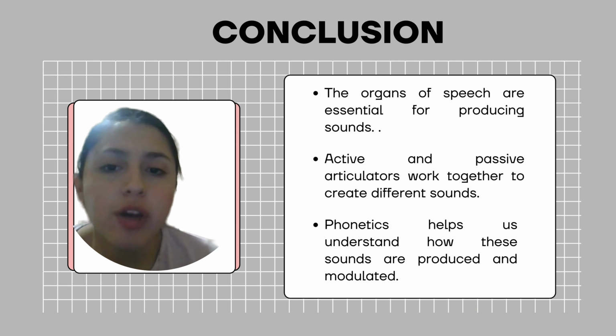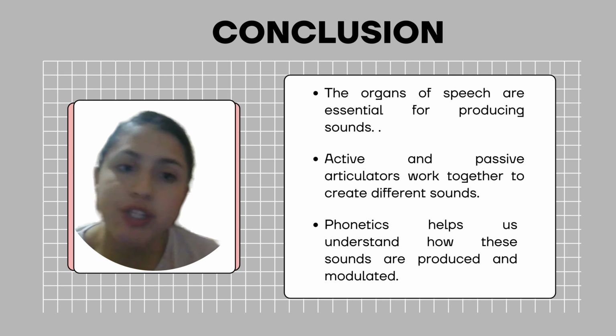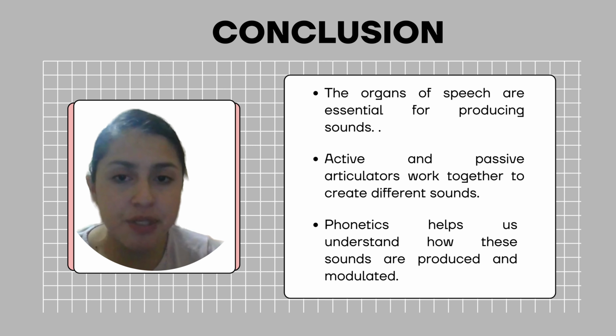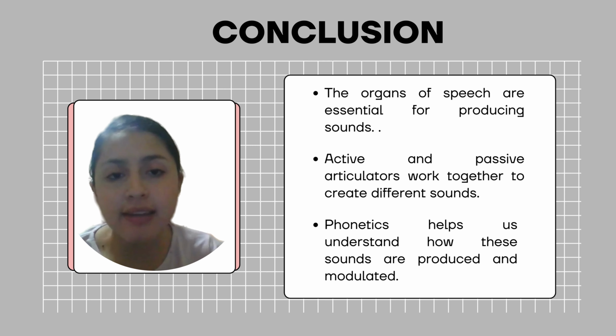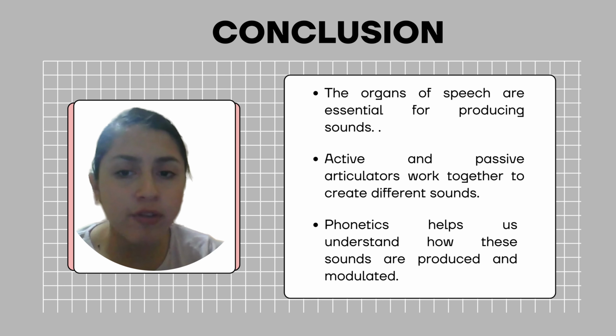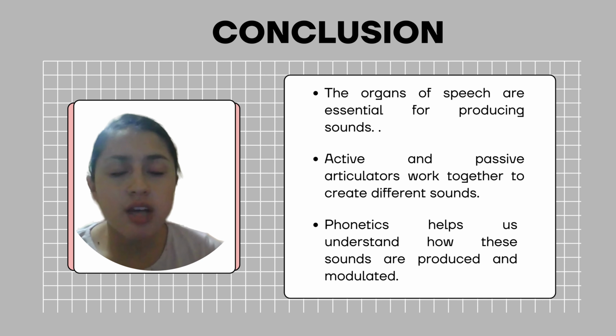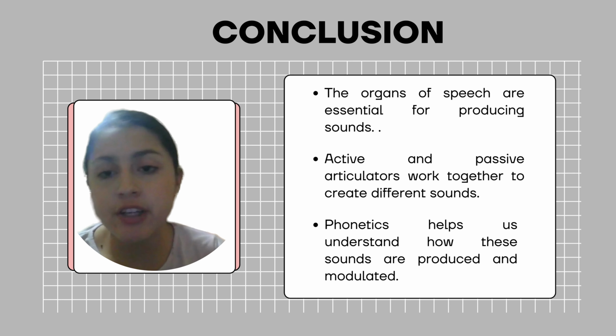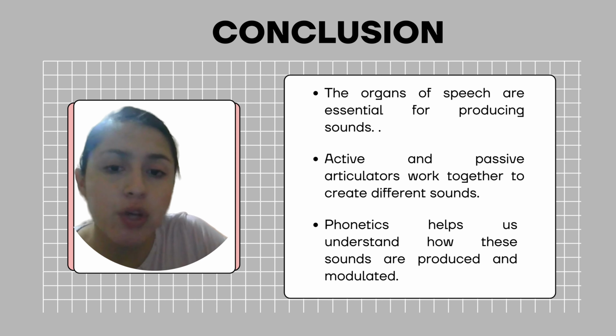In this tutorial, we explored the organs of speech, which are the parts of the body we use to produce sounds, such as lips, tongue, teeth, palate, and vocal cords. We learned that active articulators move to form sounds, while passive articulators provide a fixed surface. Understanding how sounds are produced is key to improving pronunciation and learning a new language. Phonetics, which studies sound, helps us communicate more clearly.